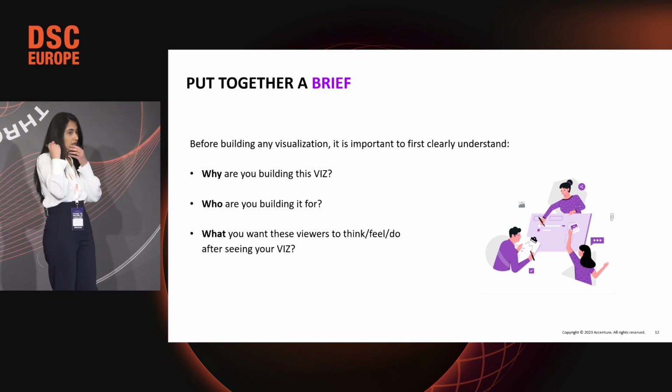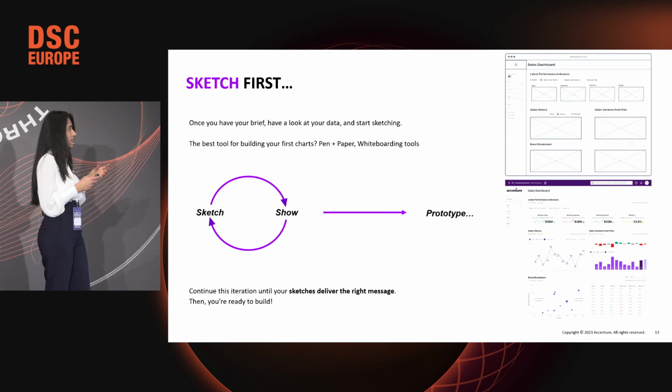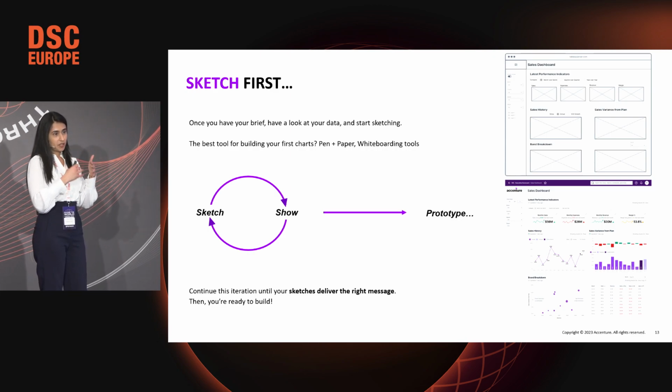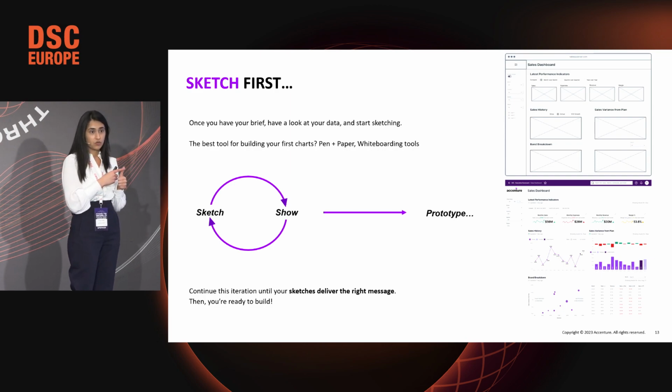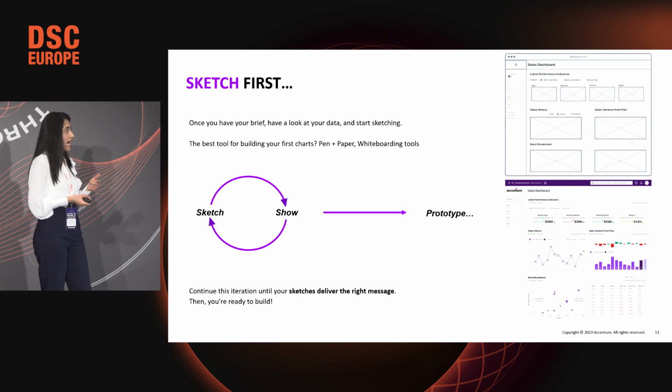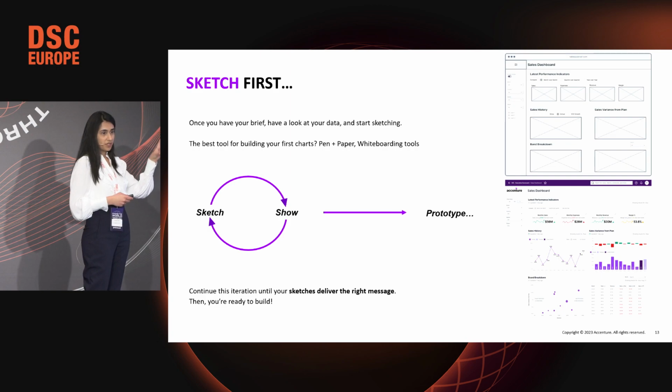And once you have put together these 3 W questions, it's time to start with the next part, which is nothing but sketching. So what is sketching? Sketching is nothing but iterating on your prototype. When you have put together a brief, you need to start by sketching it. Traditionally, it is done by pen and paper. But when you work in a very collaborative environment, I would use whiteboarding tools or also prototyping tools. The one which I use is Figma. So if you see there, these are wireframes of the dashboards.